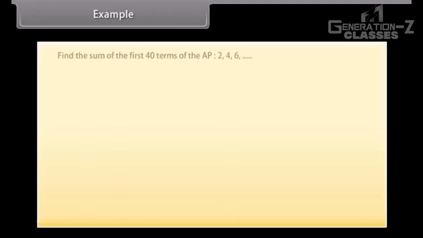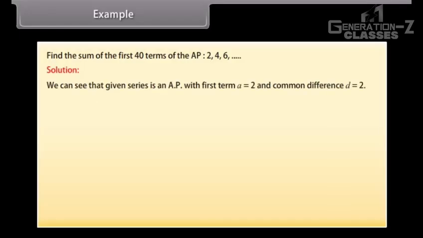Example. Find the sum of the first 40 terms of the AP 2, 4, 6, and so on. We can see that the given series is an AP with first term A equal to 2 and common difference D as 2. We have to find the sum of the first 40 terms. So, n is equal to 40.